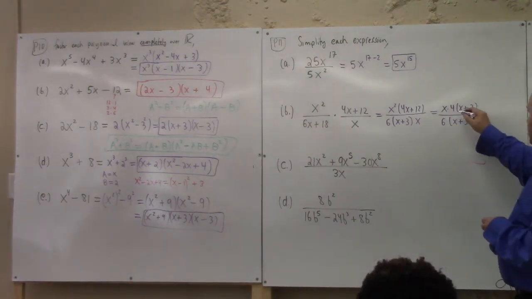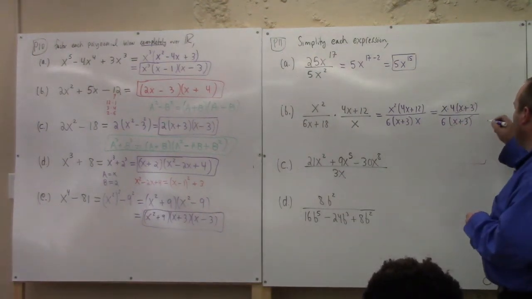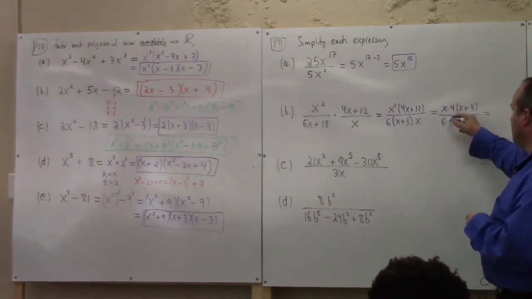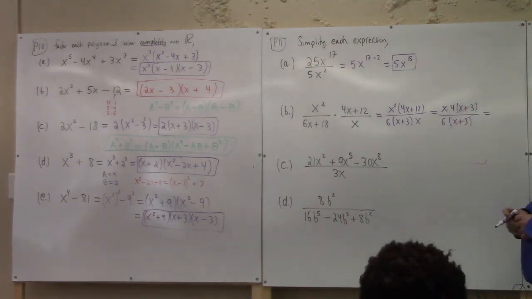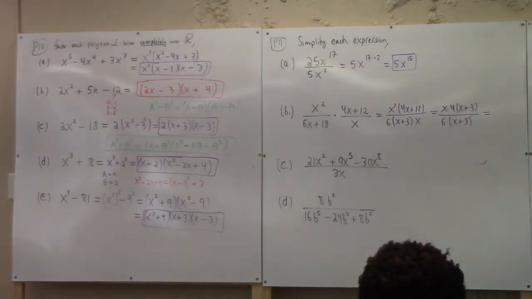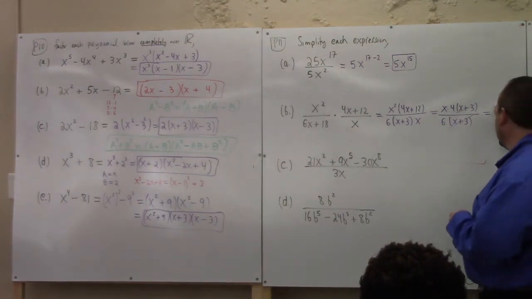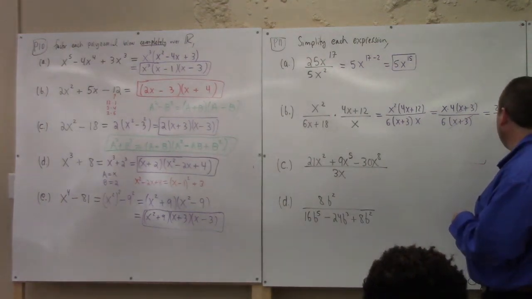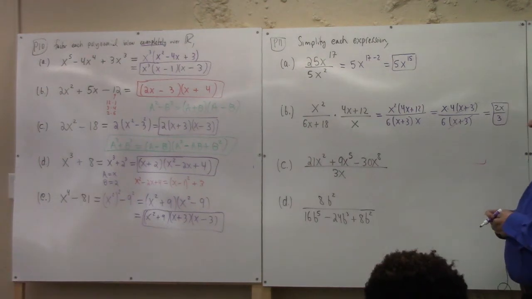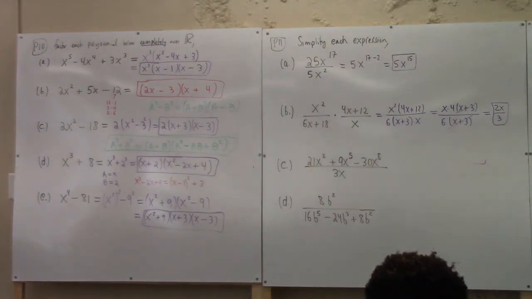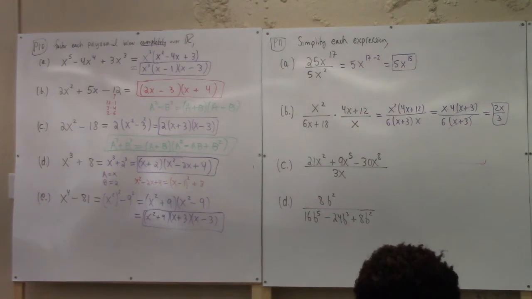So you see these x plus 3's cancel. And we're left with, what's 4 over 6? 4 over 6 is 2/3, right? So we have 2x over 3. So the way to do these kind of problems is you need to factor the fractions that are involved as much as you can and look for common factors to cancel. That's how we do these.